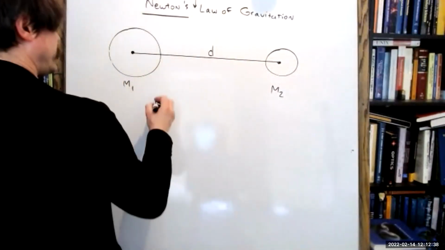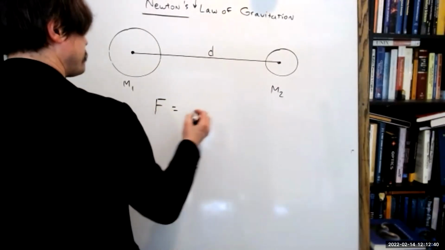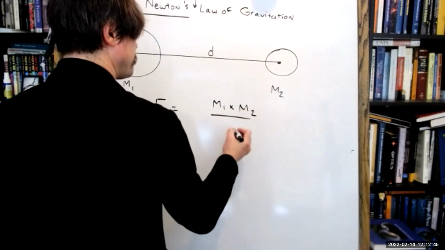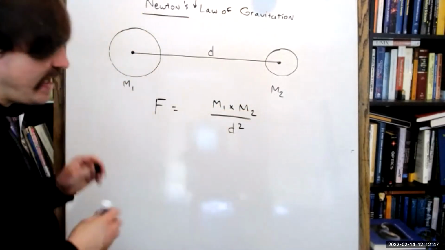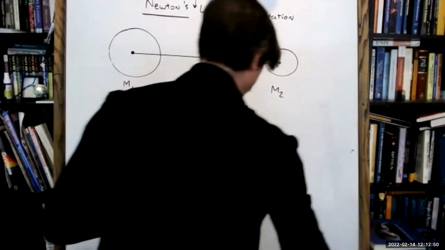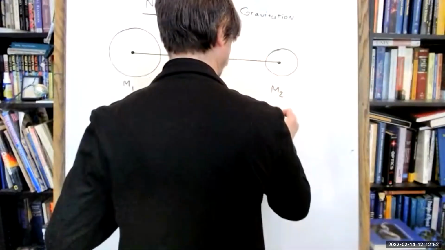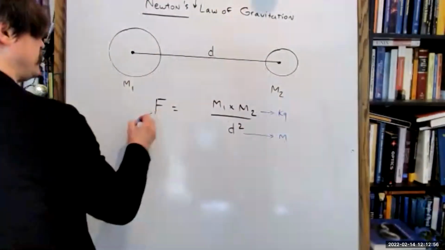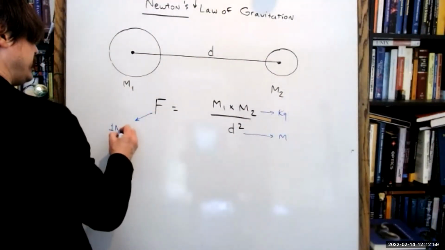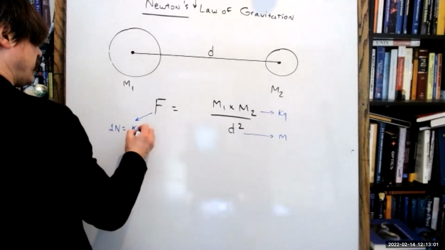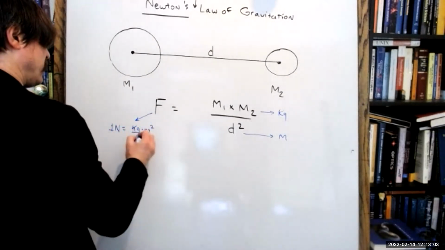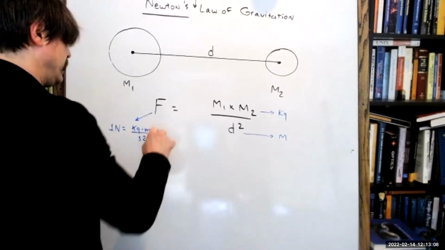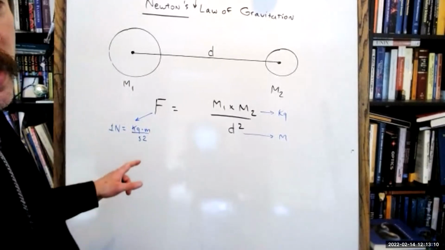The problem with writing an equation like this is that in the MKS system of units, masses must be measured in kilograms, distances must be measured in meters, and forces must be measured in newtons, which we just learned are kilogram meters per second squared.